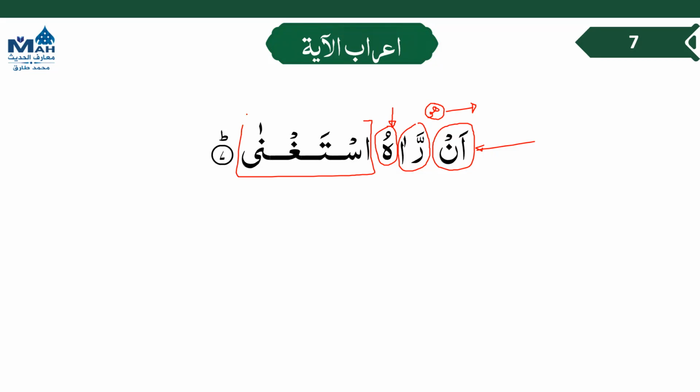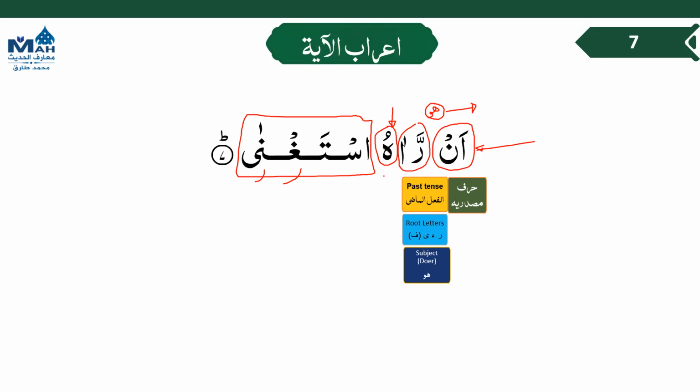Istaghna, from which chapter and which verb is it? The fi'l madi, ghain, noon, ya, from bab istif'al. Okay, good. Chapter is istif'al. So what is the fa'il? Huwa. This huwa fa'il is reverting to which noun? Al-insan. Very good. All these three are reverting to al-insan.